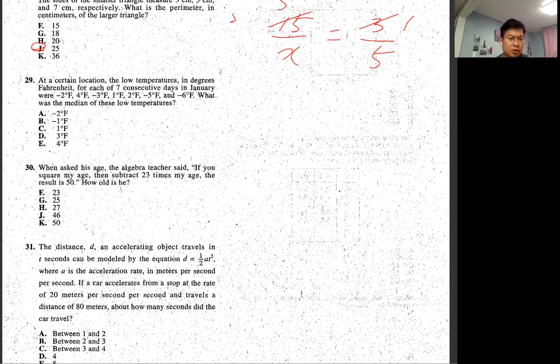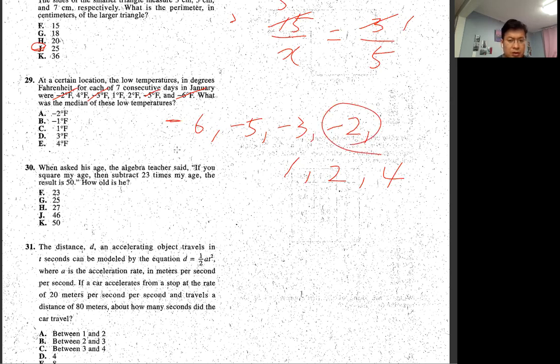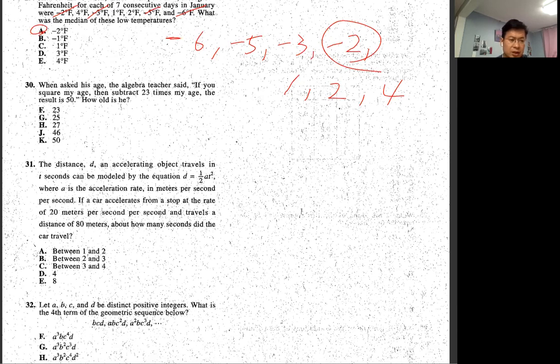At a certain location, low temperature, degree Fahrenheit, each one January is this much. What was the median of low temperature? Median. So lowest one, minus 6, and minus 5, and minus 3, minus 2, okay, 6, 5, 3, 2, and then now 1, 2, 4. So median is negative 2. So you can rewrite it first and then think about it.